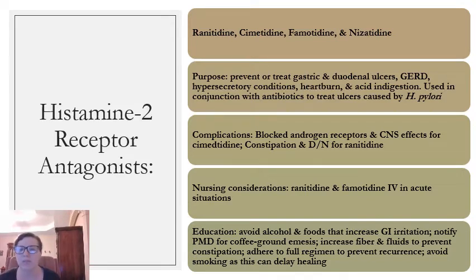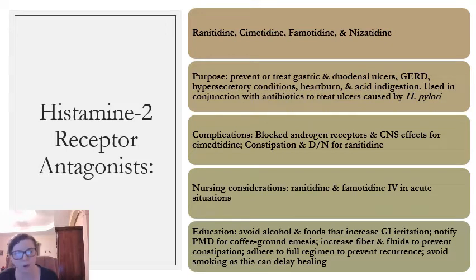These are used in conjunction with antibiotics usually in order to treat ulcers that are caused, again, by H. pylori. The complications of these medications are blocked androgen receptors and CNS effects for cimetidine, but then constipation, diarrhea, and nausea for ranitidine. So these are kind of separated. They don't apply to all of the medications, but the blocked androgen receptors are going to be like androgens, like sex hormones. So they're going to have a decreased libido. Gynecomastia and impotence can occur with these.